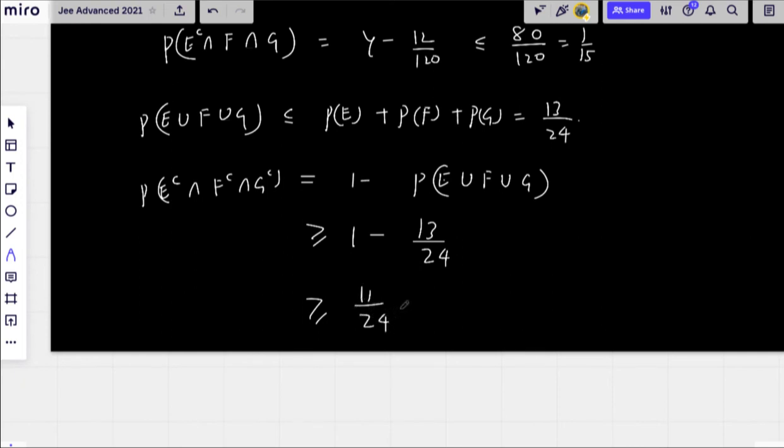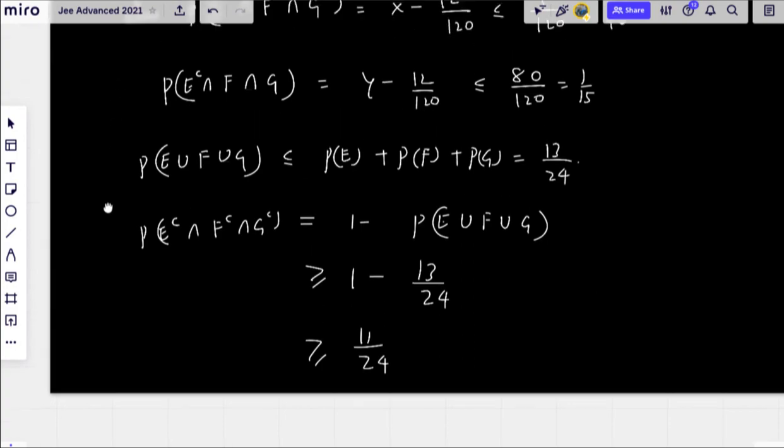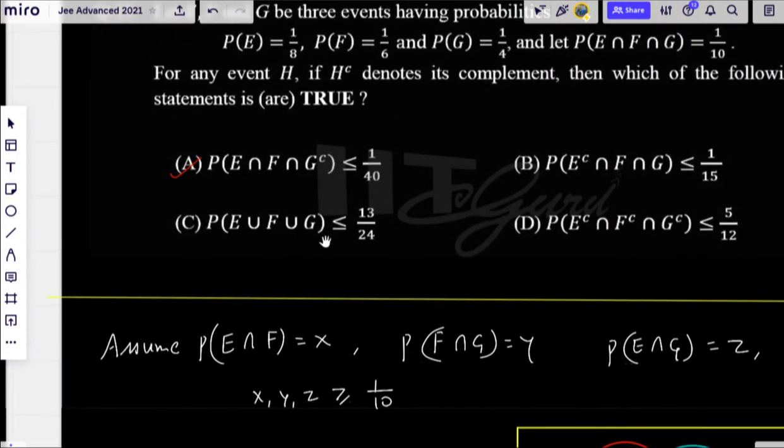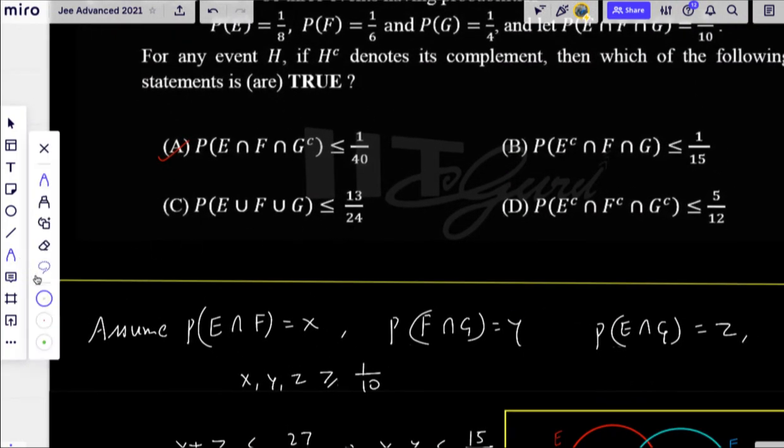So you can see this D option is not correct, C option is correct, 13 by 24, this option is correct. So we can say C option is correct. Yes, B option is also correct. Okay. So A, B, C option is correct over here, and D option is wrong.